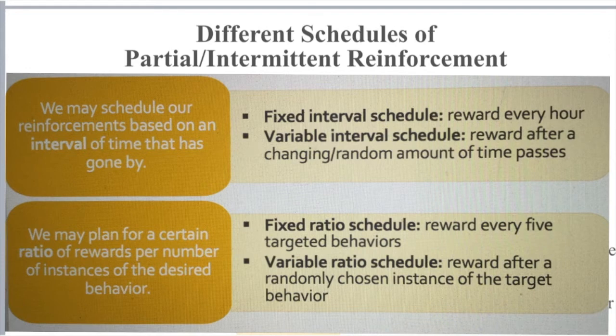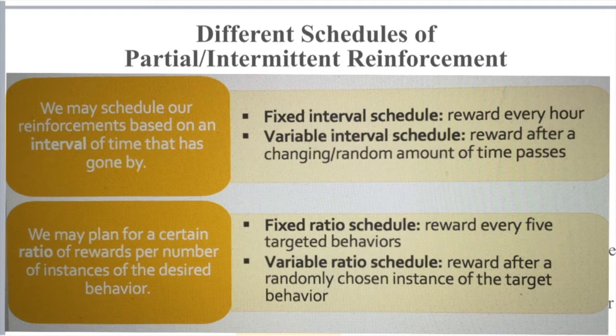And then you have this idea of planning for a certain ratio of rewards per number of instances of that desired behavior. So fixed ratio schedule: reward every 5 times the rat hits the bar. Or a variable ratio schedule is reward after a randomly chosen instance of the target behavior. Every 3, 5, and 7 times or whatever.